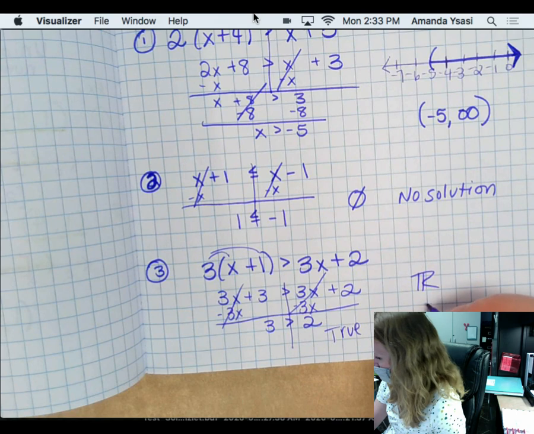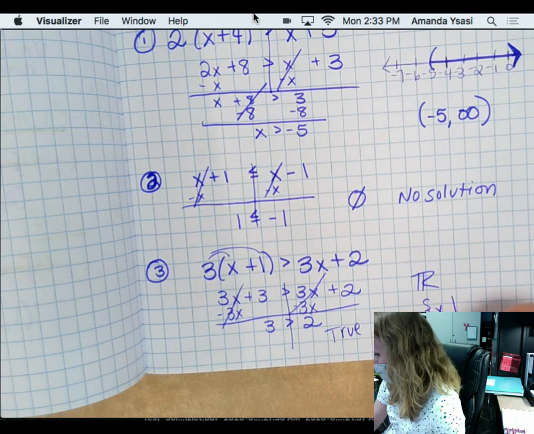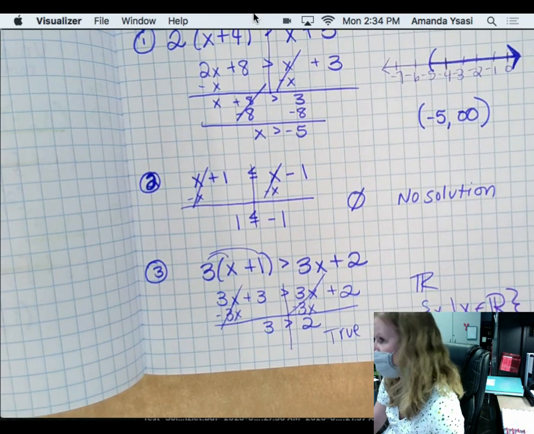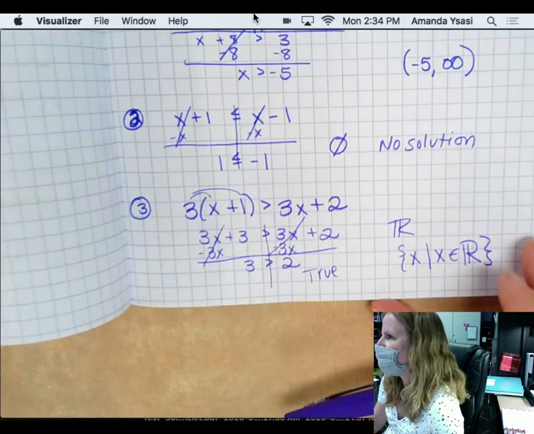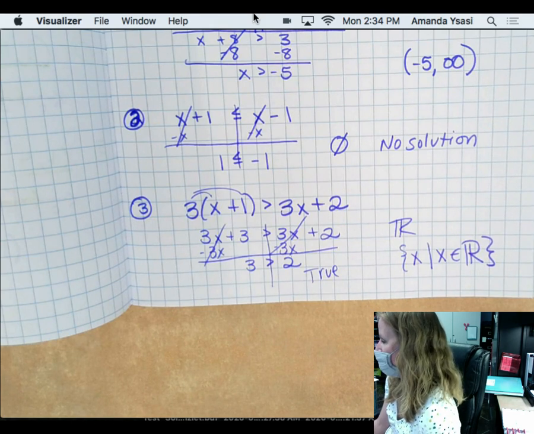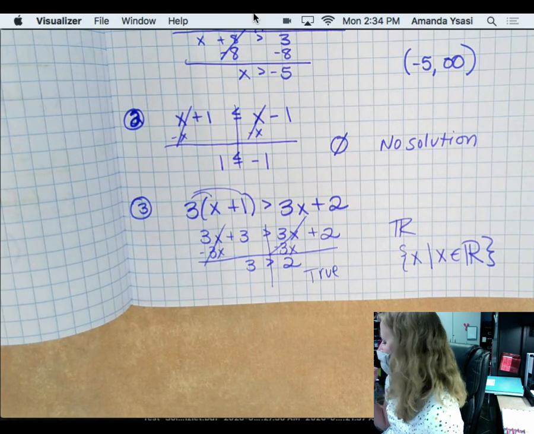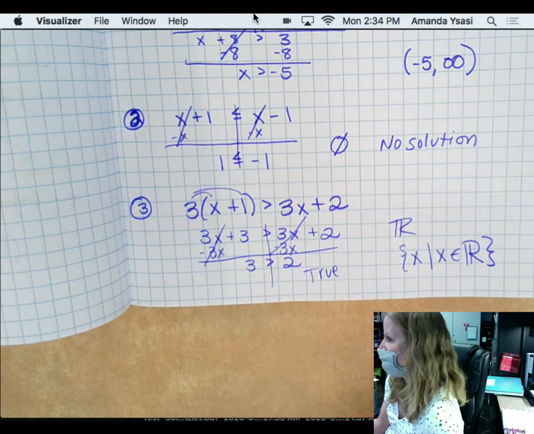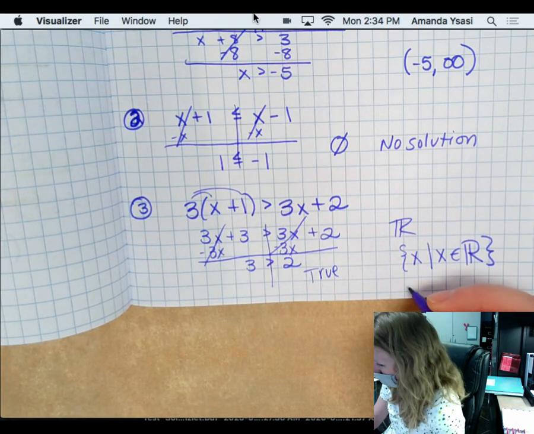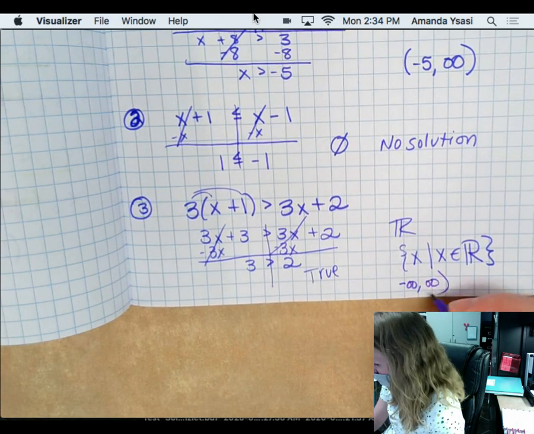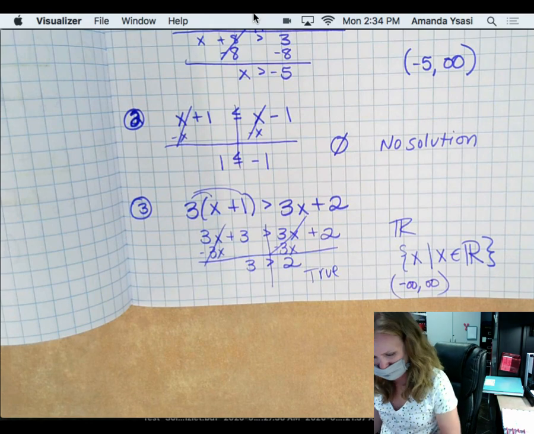So the way we write that is the set of x such that x is an element of the real number system. And that means any number that's real could be subbed in for x and it would stand true. The interval notation of that would be negative infinity to positive infinity with parentheses around it.